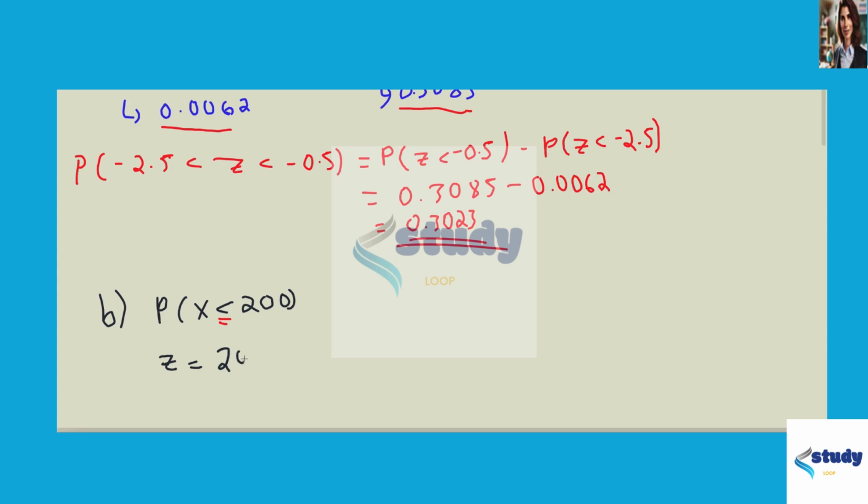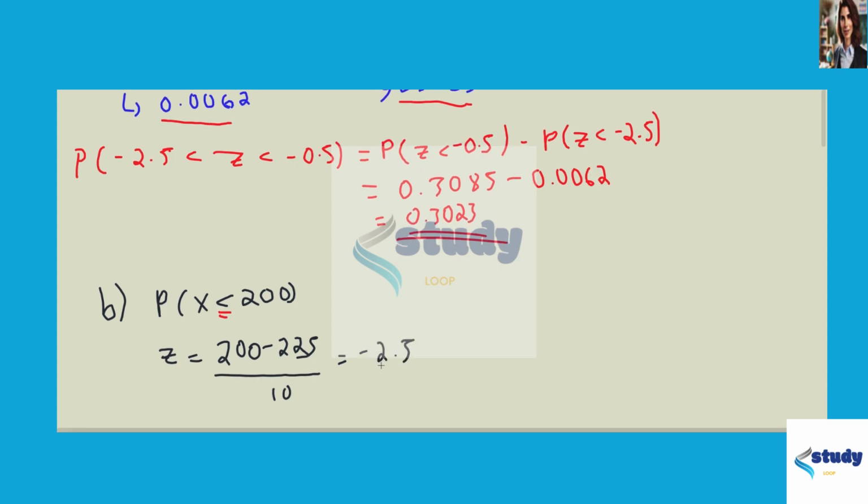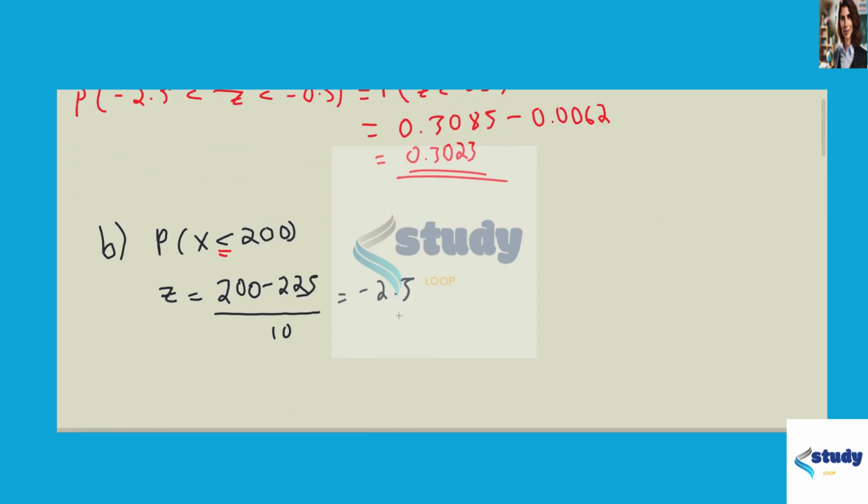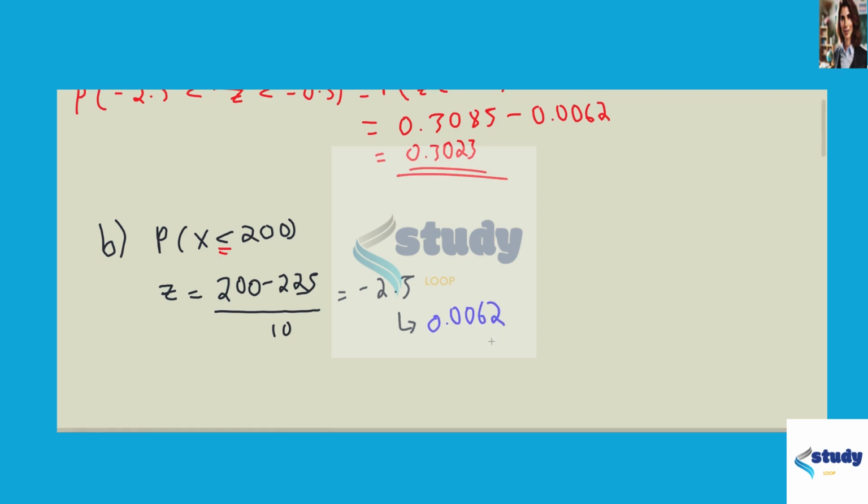So let's go ahead and do that. 200 minus 225 over 10, which is equal to negative 2.5. And that'll give us the corresponding value of 0.0062, which we already found in part A, and that will be our final answer.